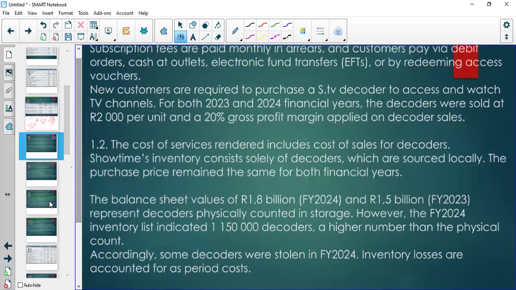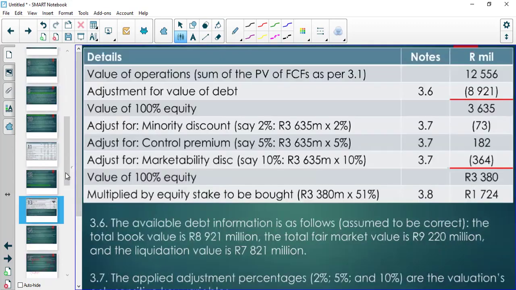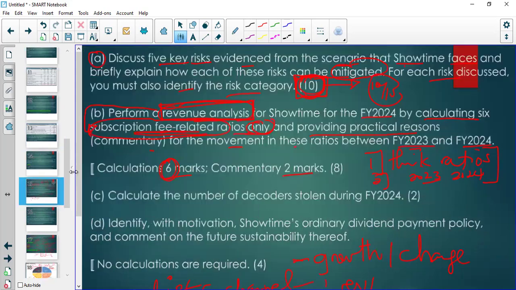Right, then the next question. Calculate the number of decoders stolen. We covered this in the question bank for costing. I think it deals with dollars, right? It applies plus or minus the same principle. We have covered this when we dealt with our tools and techniques.